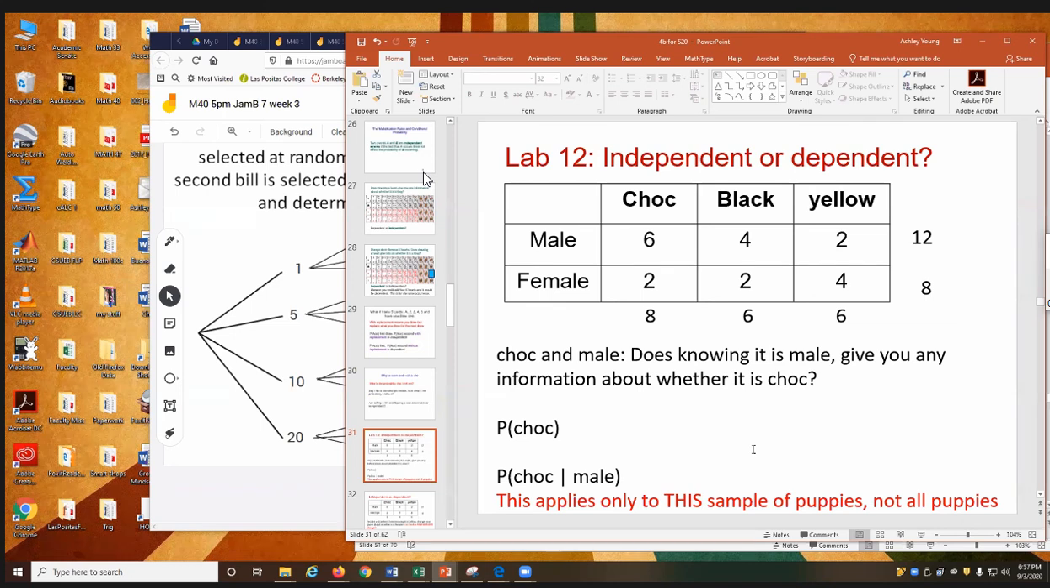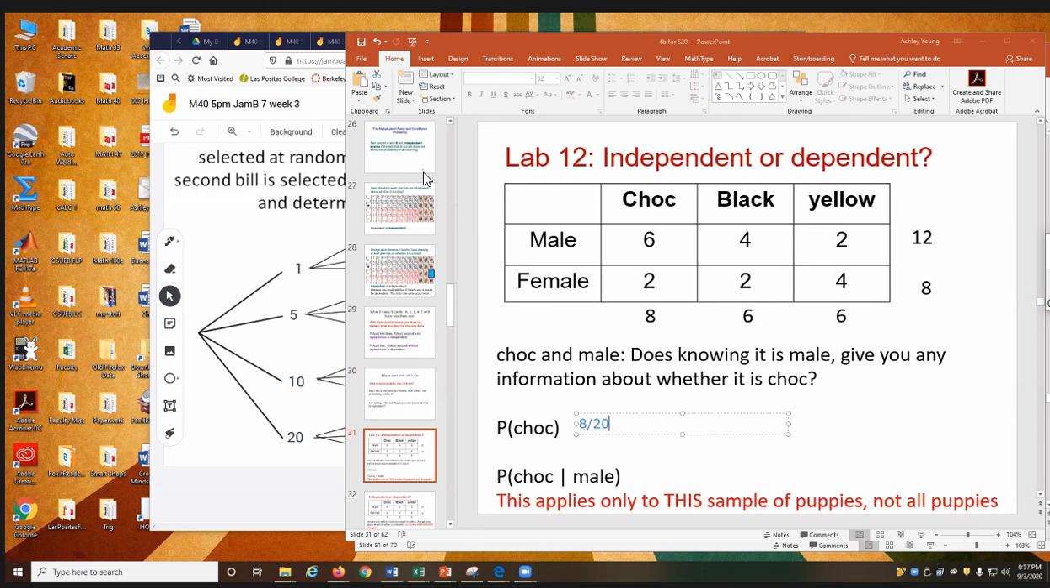Does knowing it's male give you any information about whether it's chocolate? So here I don't know what it is. I have no information whether it's chocolate or not, or male or not. So what's the probability I get a chocolate lab? There's 20 total. So this should be 8 out of 20? Yes. Okay, great. 8 out of 20.